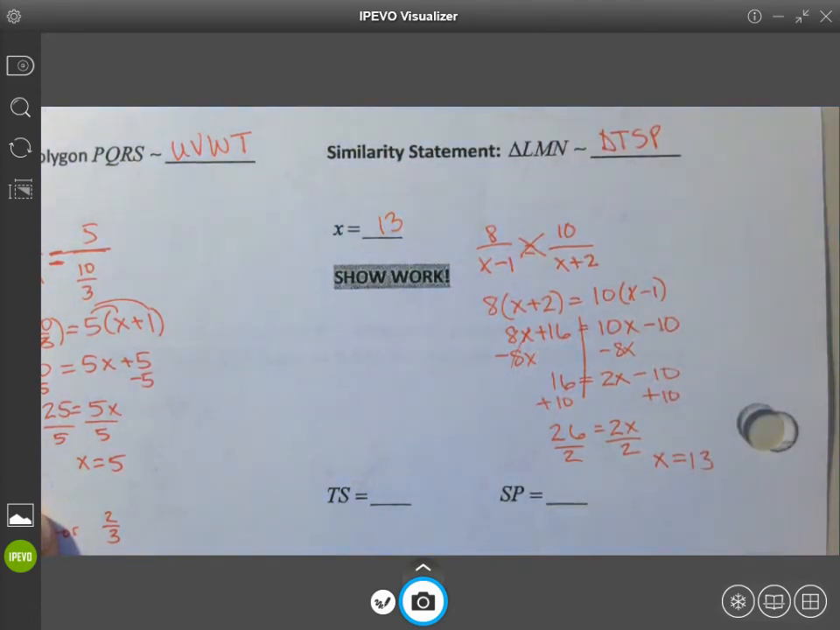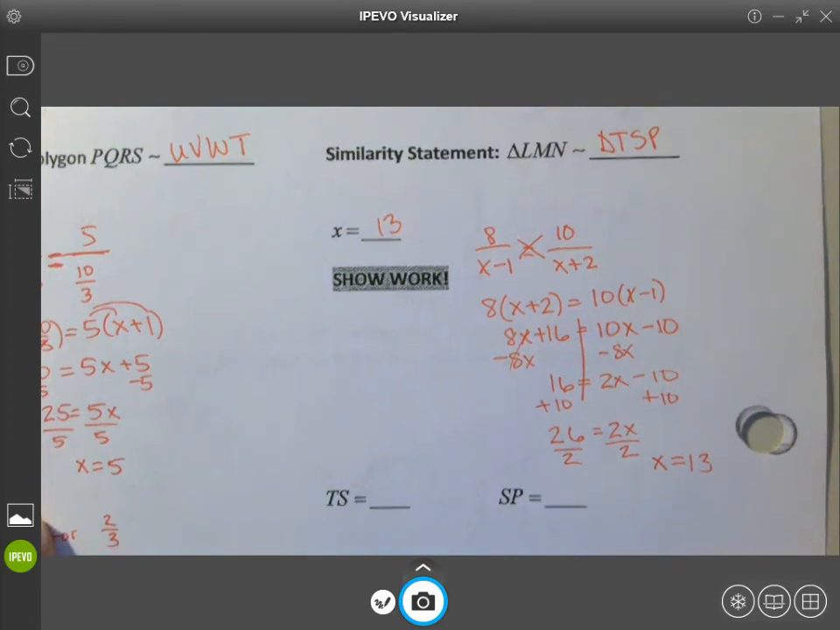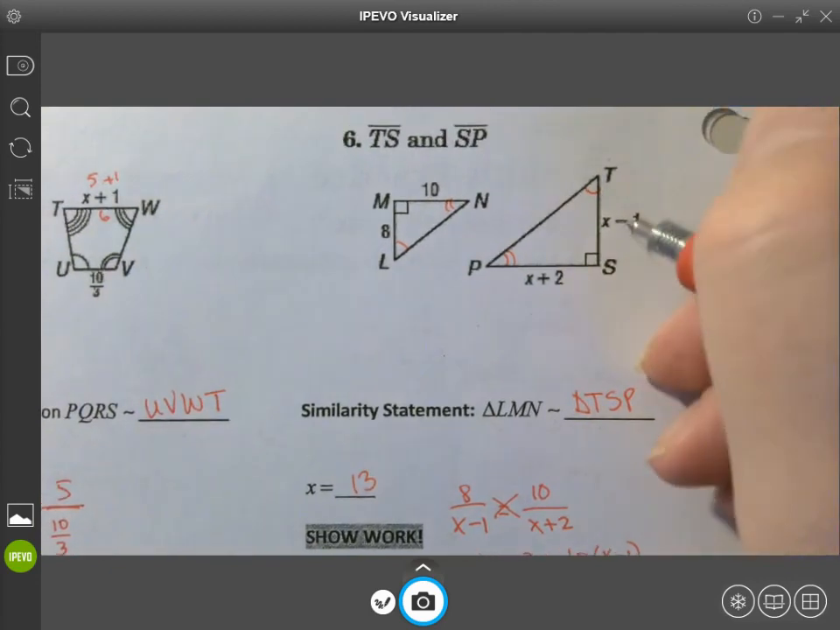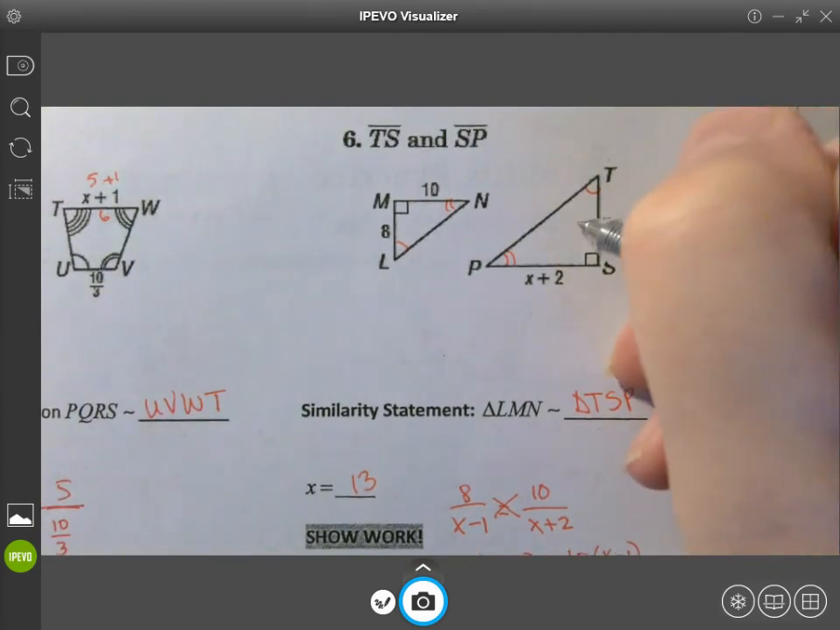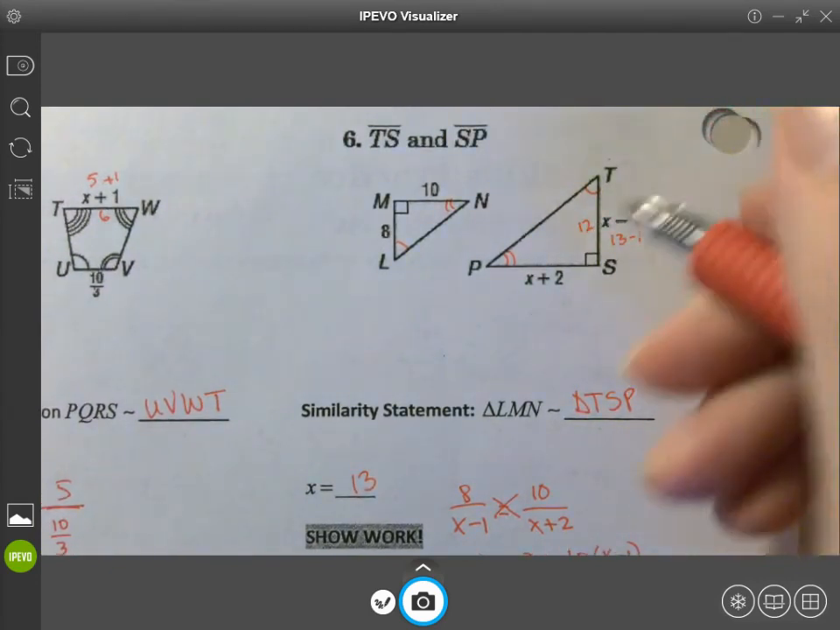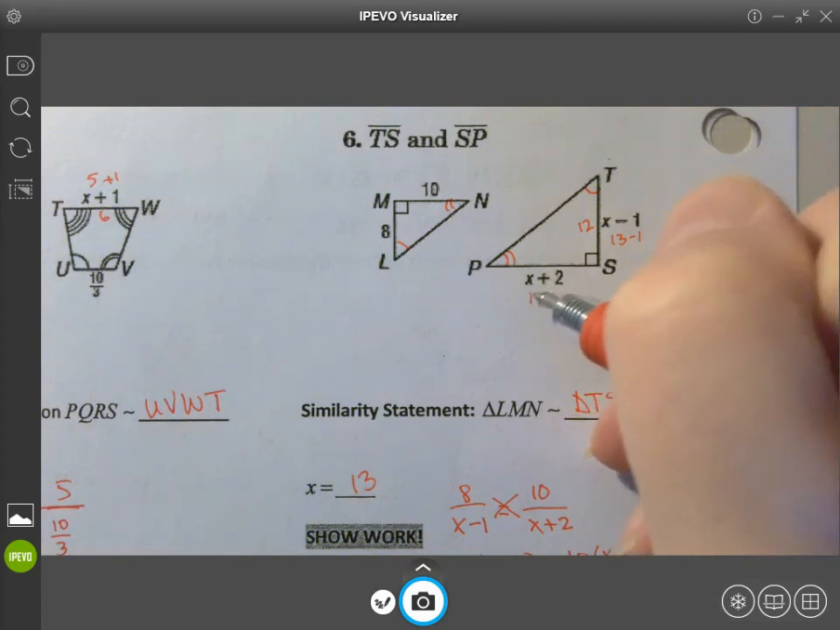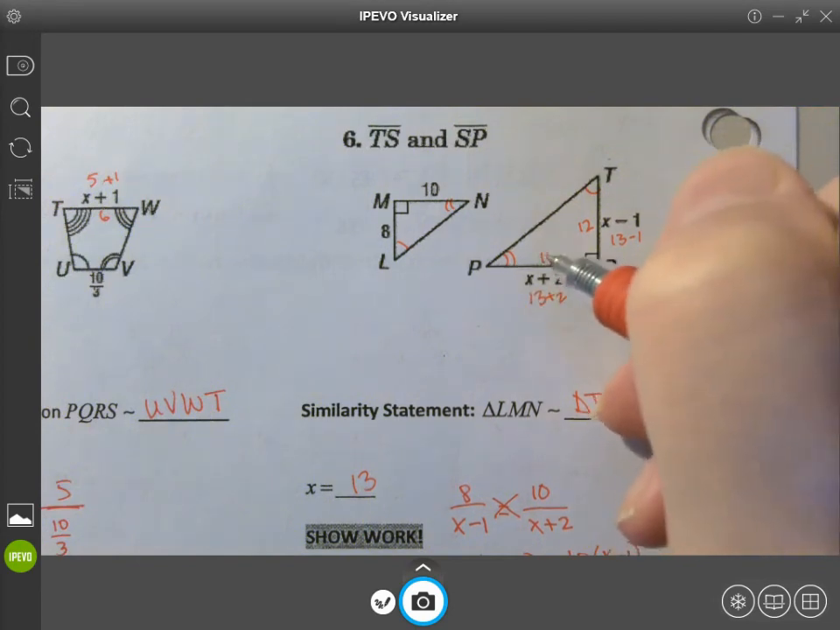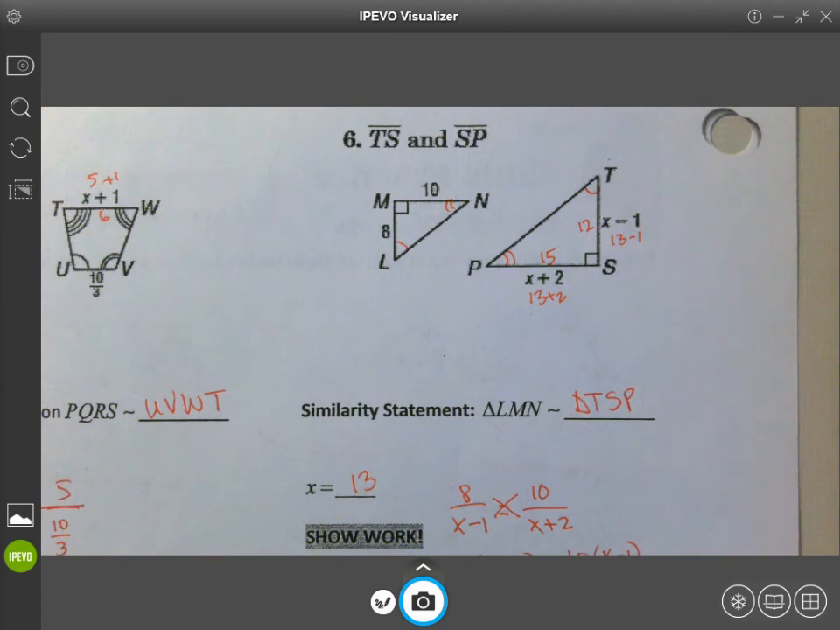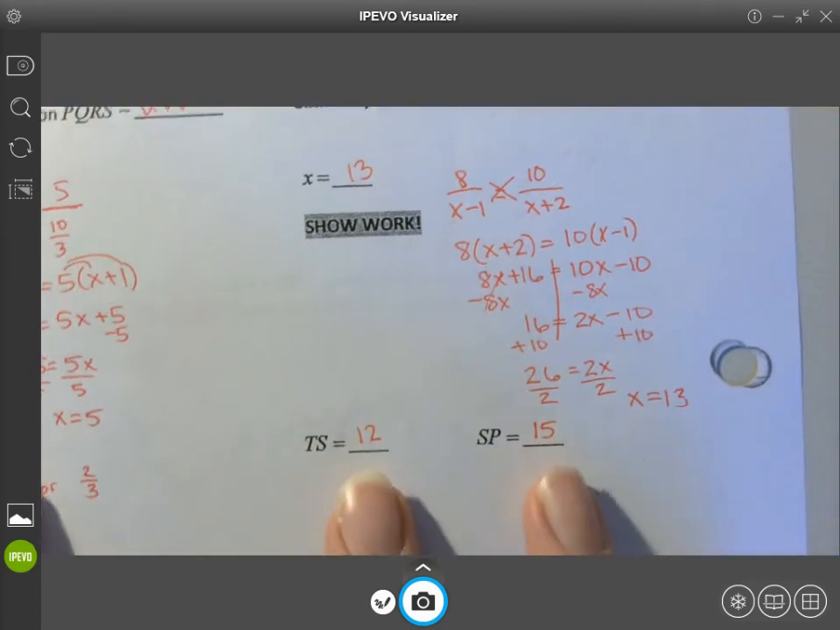And then they asked me to find TS and SP. So I'm going to take my 13, I'm going to go back up. TS is 13 minus 1, which is 12. And x plus 2, so 13 plus 2, which is 15. Okay, so TS is 12, PS is 15. So put those down there.